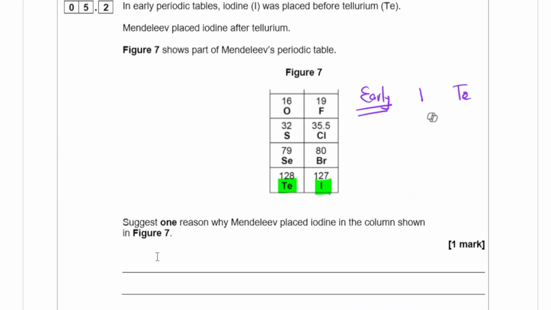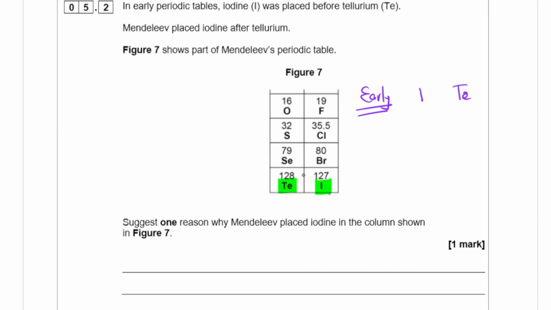Suggest one reason why Mendeleev placed iodine in the column shown in figure 7. Why did he swap it around, right? Did he actually know the proton number or the mass number? It's very close to each other, right? And I doubt he was able to actually measure up to that much.